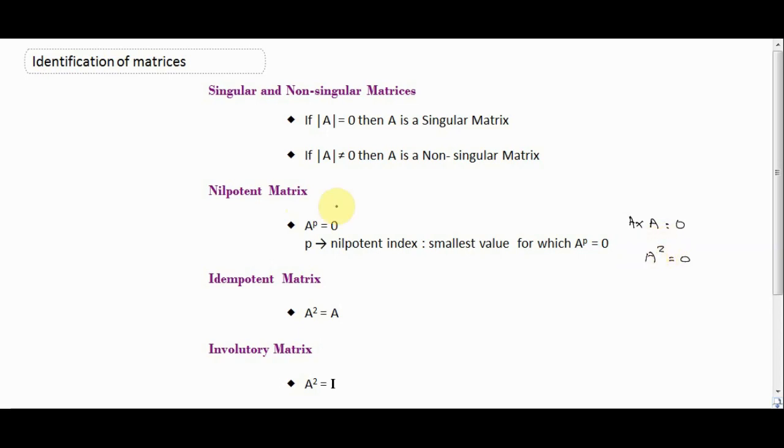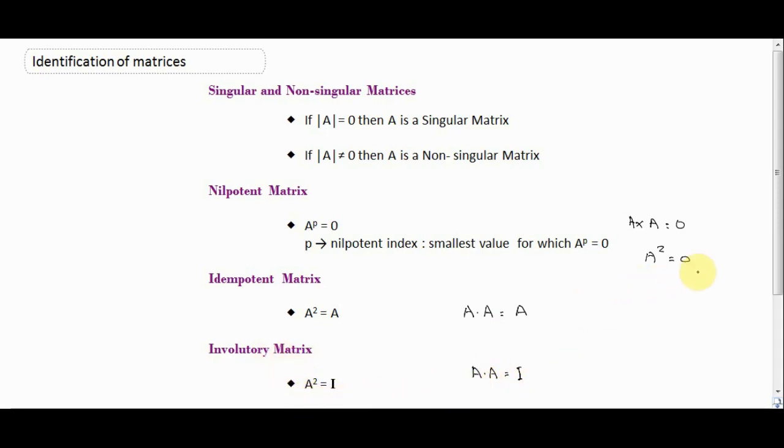and therefore 2 is the nilpotent index. Now idempotent matrix is the one which follows this criteria, that is A square equal to A. A square equal to A, that is A into A becomes equal to A itself. So such a matrix is called idempotent matrix. Now involutory matrix is the one which follows this criteria, that is A square equal to I. I is the identity matrix. So if we have a matrix A, when we multiply A with A, if we are getting identity matrix I, then A is a involutory matrix.